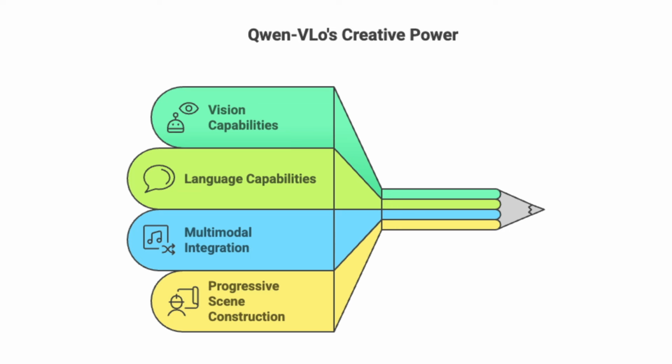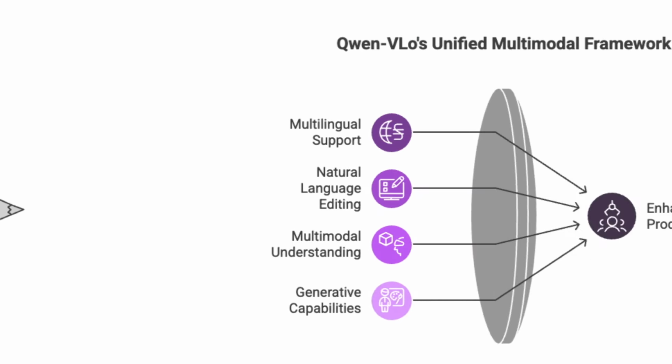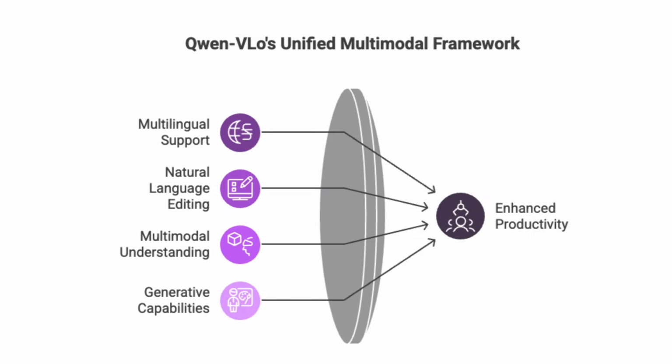The model also enables progressive scene construction, offering step-by-step control for complex visual compositions. Qwen-VLo features multilingual support and natural language-based editing, making it suitable for global content generation and localization tasks. Its ability to understand and generate across modalities in multiple languages positions it as a versatile tool for e-commerce, content creation, education, and digital marketing.